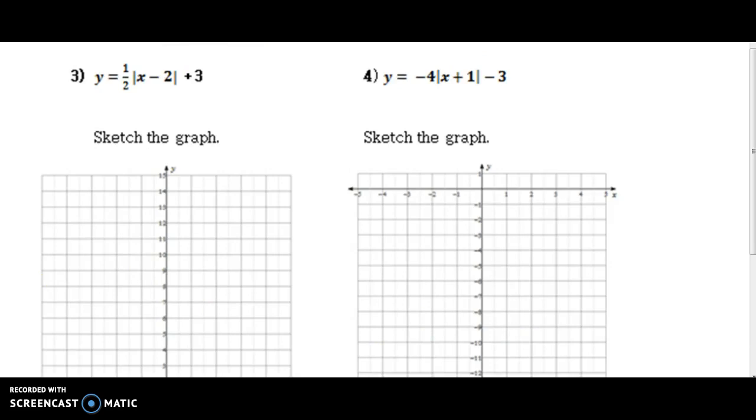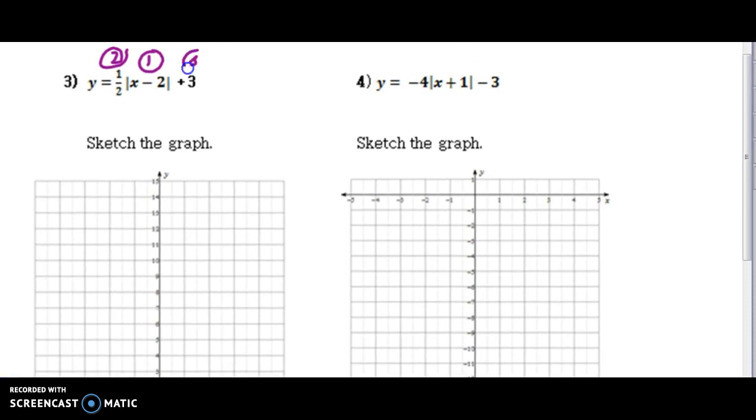All right, so looking at number 3, now we have more moves going on. So like we were doing the other day, we're going to figure out what each one of these does. We're going to write down their descriptions. Okay, so the first one, that was a 3 that I just drew. The first move is that x minus 2. So we know that that's going to move it right 2.